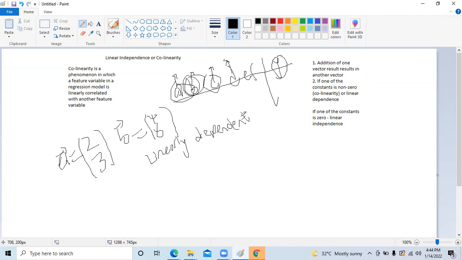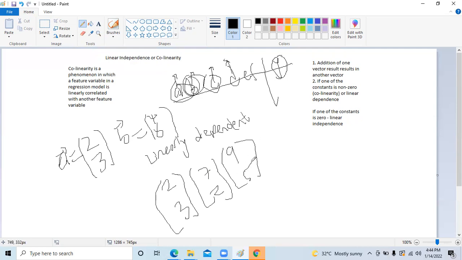Or in another example, if we have 3 vectors, right? Vector A is 2, 3. Vector B is 7, 2. And then vector C is 9, 5. Now, are these 3 vectors linearly dependent, or do they show collinearity? The answer is yes. You can see that 2 plus 7 gives us 9. 3 plus 2 gives us 5. All right. So these vectors show collinearity or linear dependence.